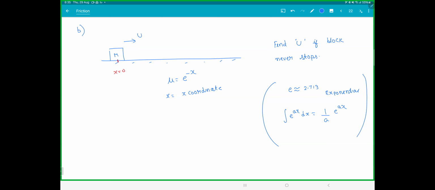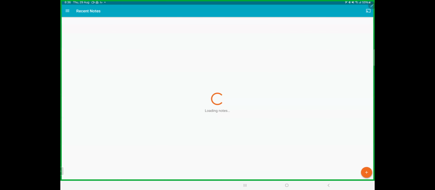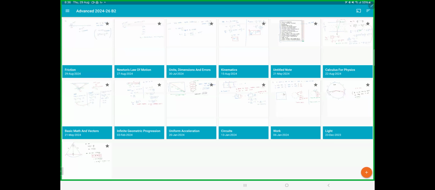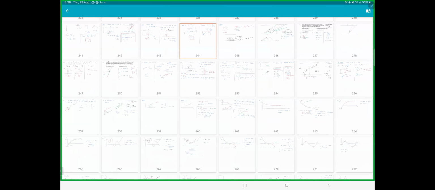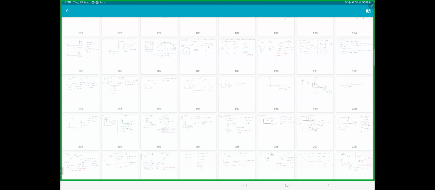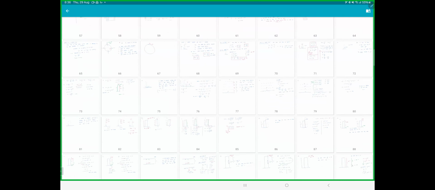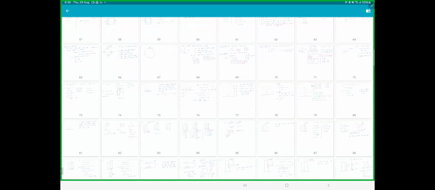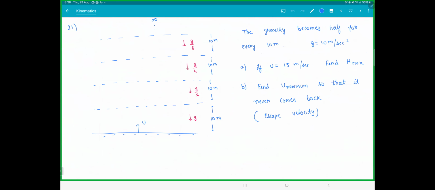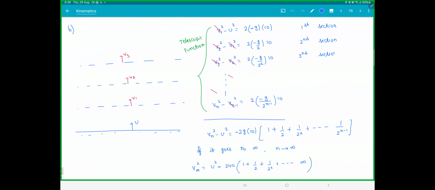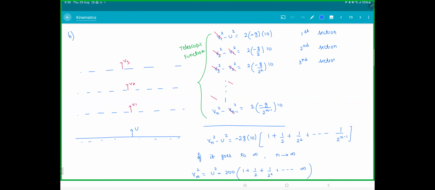You know what is the inspiration for this problem? Actually, the other way around. This problem was an inspiration for this guy. You saw one problem in kinematics, it never stopped. Anyone remembers? This guy. Remember? Gravity was becoming half every time. This kept on going forever. It never stopped. We got an infinite GP. This was actually inspired by that.